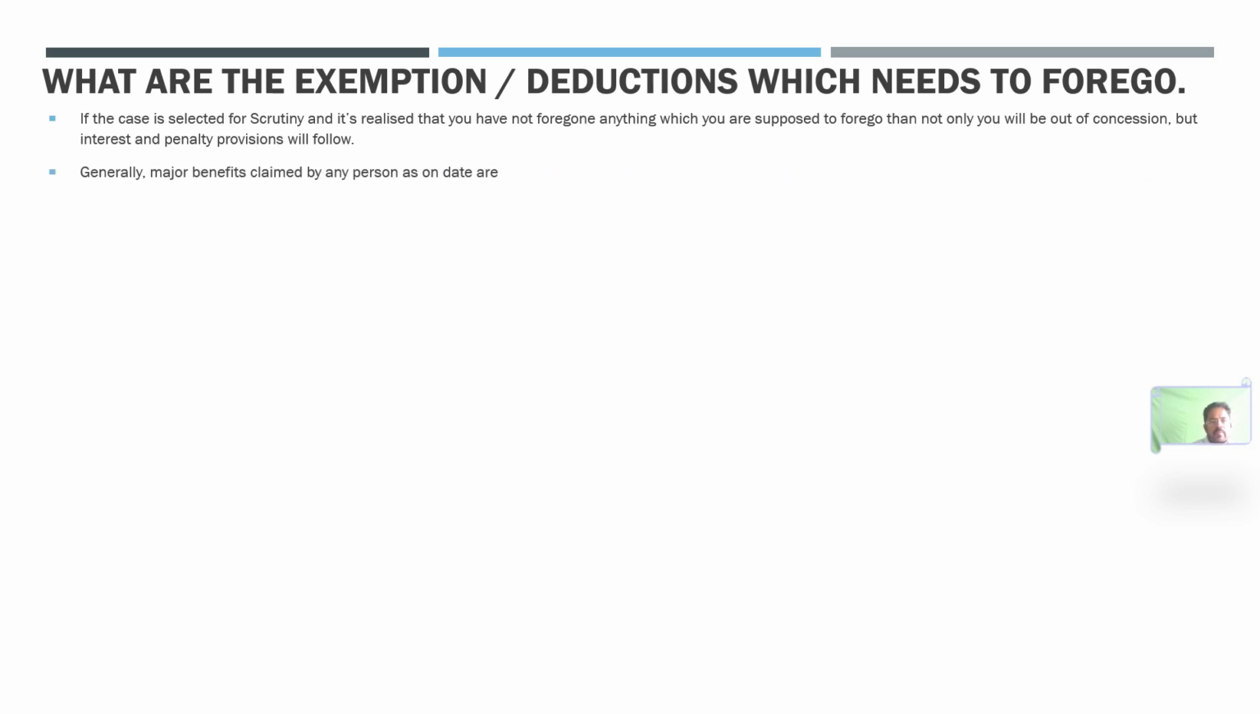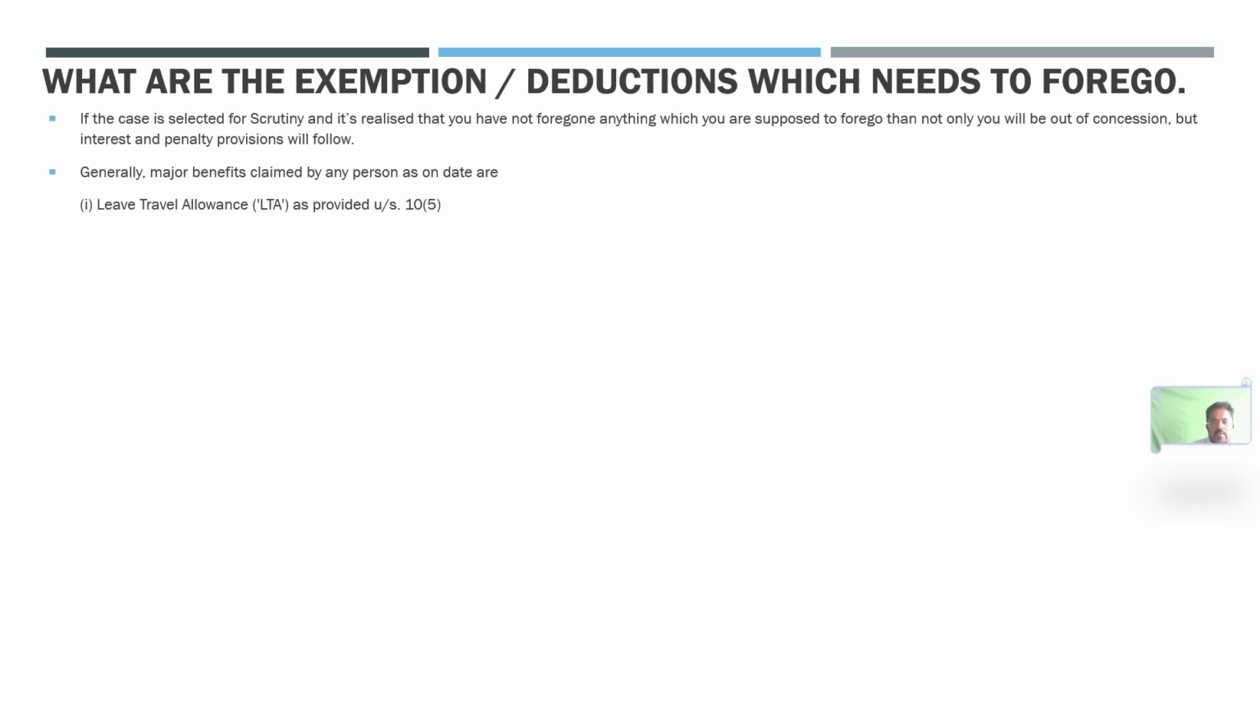So the first one, generally the major benefits which are claimed by most of the persons, I will be going in that particular order, whereby most of the people are claiming certain deductions. As per the record available with the income tax department, 80% of the people go for these particular benefits, and I'll be covering that this particular benefit has been withdrawn by the government. So first one, the leave travel allowance.